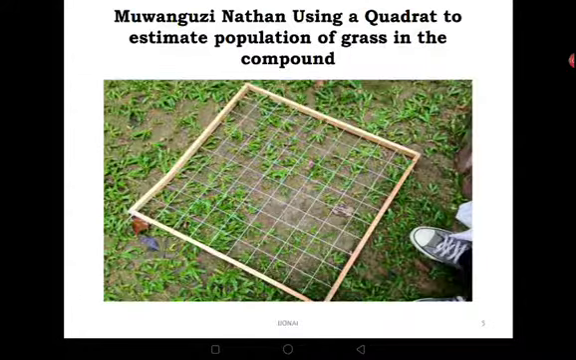So that is how we use the quadrat. Mwanguzi Nathan was trying to demonstrate here how you can do it. So that's how the quadrat looks like. And you can count those grasses.